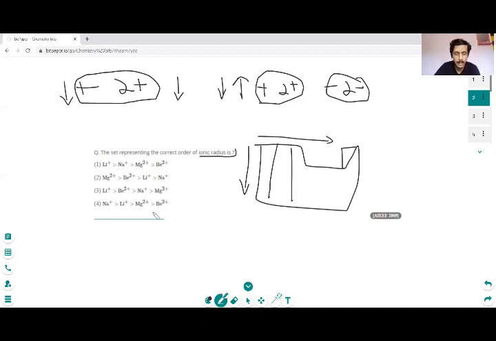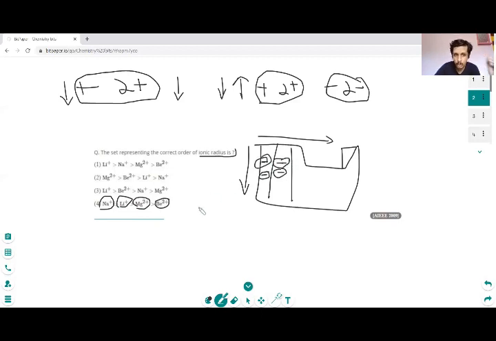That is one concept. Another thing is, when we go down the group, ionic radius increases. We know that sodium is further down the group compared to lithium, so sodium should have higher ionic radius than lithium. In a similar way, magnesium is further down the group compared to beryllium. So sodium comes first, then lithium, then magnesium, then beryllium.